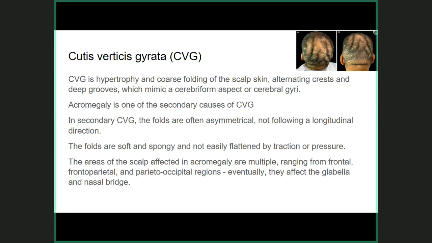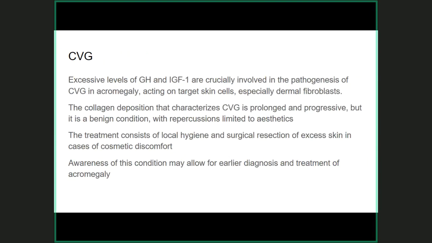The areas of scalp affected in acromegaly could be frontal, frontoparietal, parieto-occipital, and they eventually might affect the glabella and nasal bridge. The pathogenesis is usually because of the increased stimulation of the dermal fibroblasts by the action of growth hormone and IGF-1. The collagen deposition is prolonged, progressive. It's usually a benign condition, but because of the deep folds, these can actually get infected and cause significant skin infection, and also it might be more of an aesthetic issue. Awareness of this condition may allow for early diagnosis and treatment of acromegaly, which is the main focus of knowing this condition.